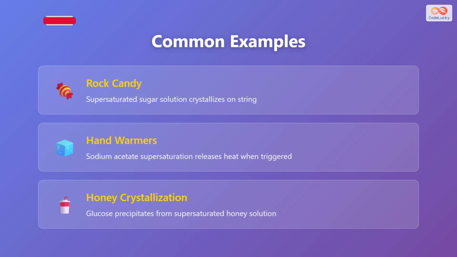You've probably encountered supersaturated solutions in everyday life. Rock candy is made by allowing a supersaturated sugar solution to slowly crystallize on a string, forming large sugar crystals. Hand warmers use sodium acetate in a supersaturated state. When you click the metal disc inside, it triggers crystallization that releases heat, warming your hands. Honey crystallization occurs when glucose precipitates out of a supersaturated honey solution, forming those grainy crystals you sometimes see. These examples show how supersaturation is both scientifically interesting and practically useful.